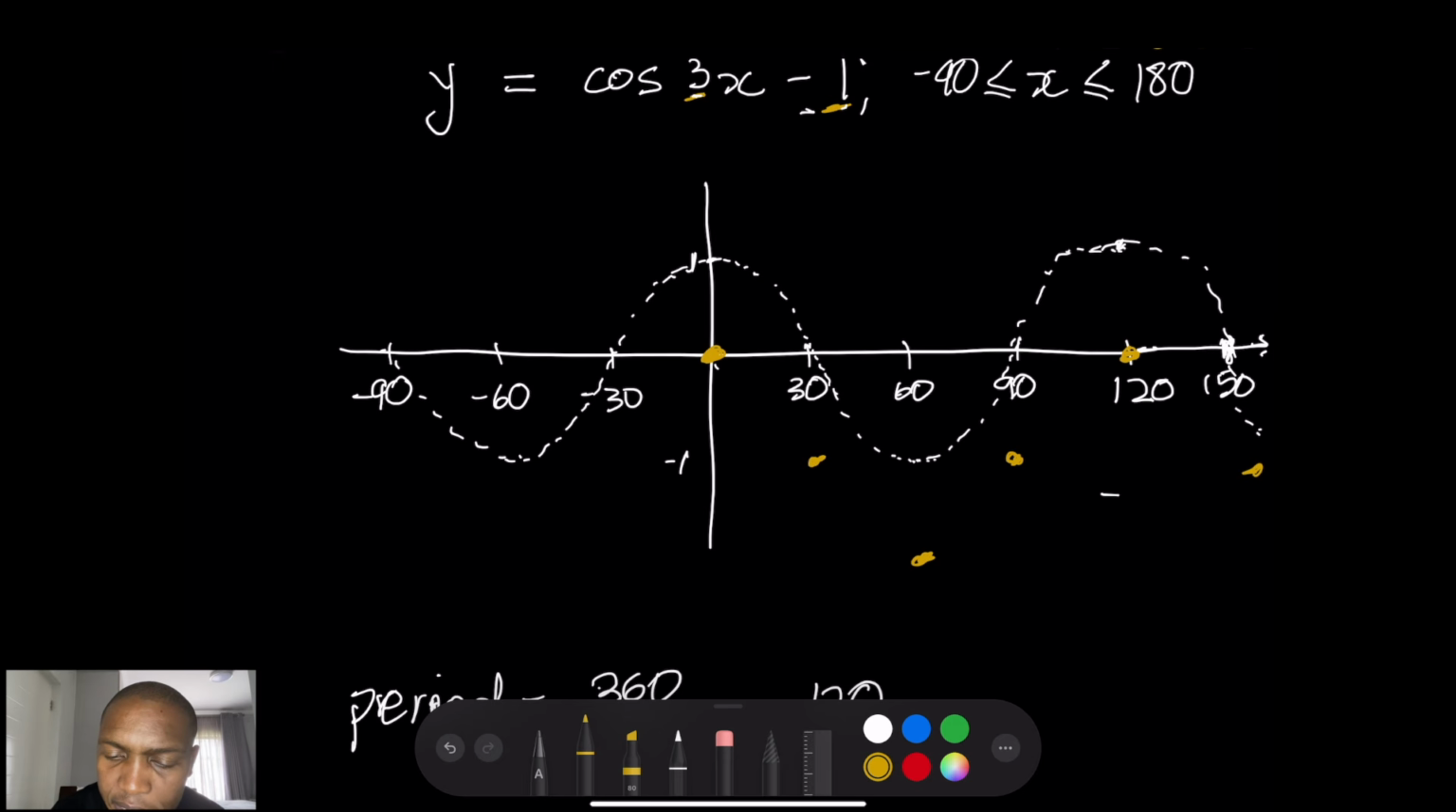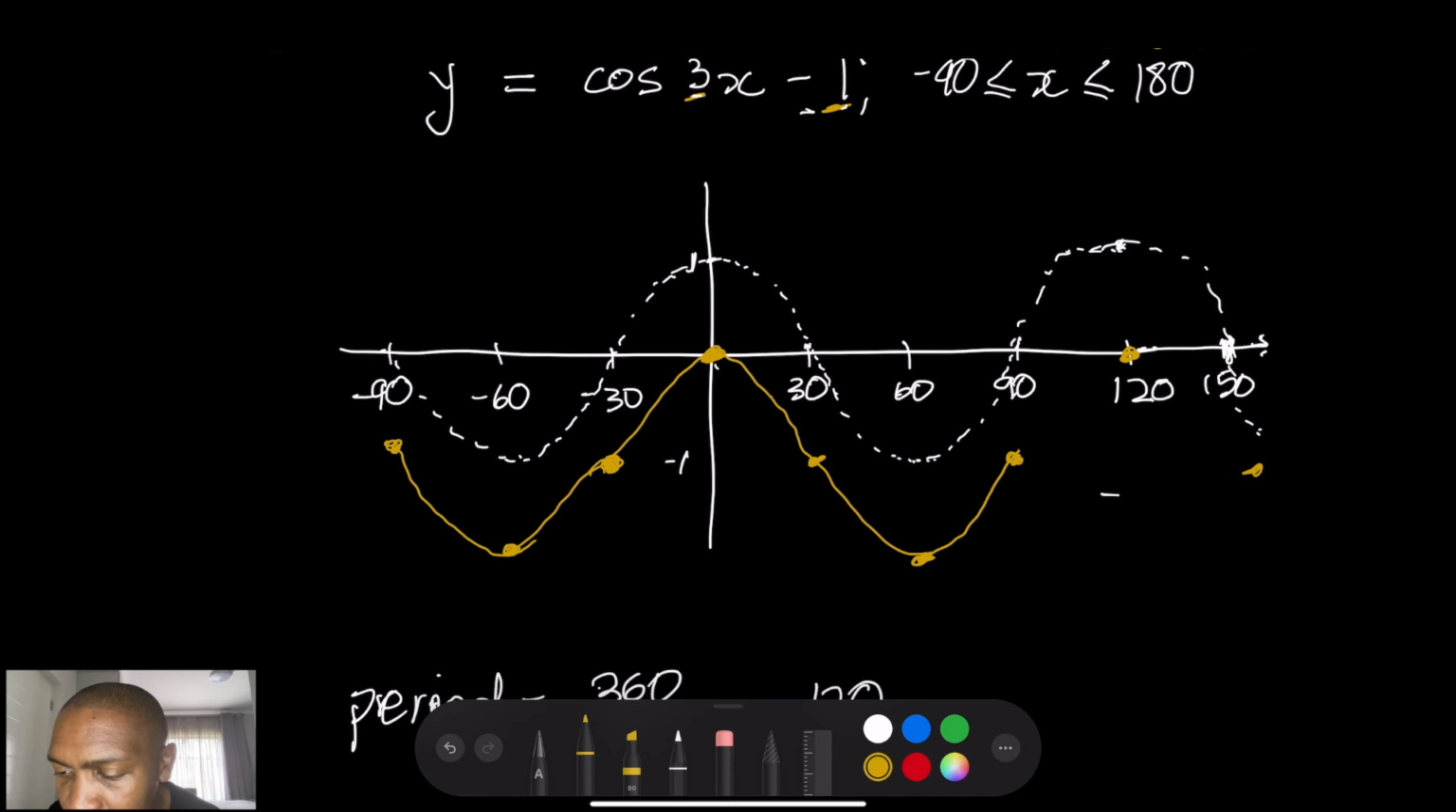Again, at minus 30, I'd have the graph at 0, but now minus 1. At minus 60, I'd have it at minus 1, so now it would be at minus 2. Can you see? What we've done is that we've taken this graph and we have shifted it downwards. And at 90, we have 0, but now it would be minus 1. So all we simply do is connect those dots. Okay, trying my absolute best here.